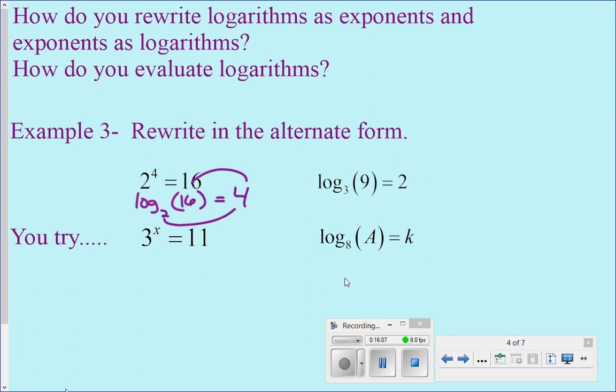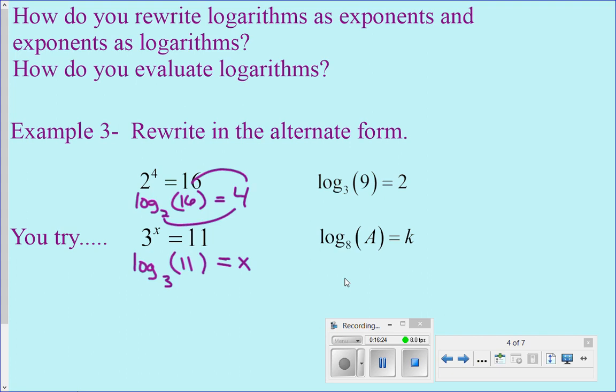Take a moment, try it. So the base is 3. So 3 to the x equals 11. So log base 3 of 11 is equal to x, is the log form of 3 to the x equals 11.